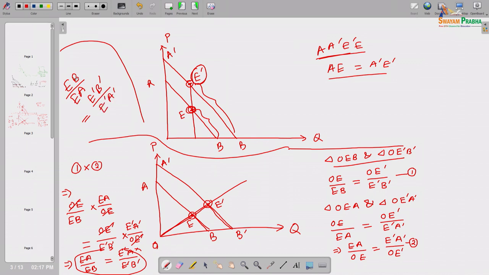So, EB by EA is basically the elasticity of demand at point E on the demand curve AB, and E'B' by E'A' is basically the elasticity of demand at point E' on the demand curve A'B'. So, definitely the elasticity of demand at this point and at this point are the same, and in exactly the same way we can show that at this point and this point the elasticity of demand is the same.